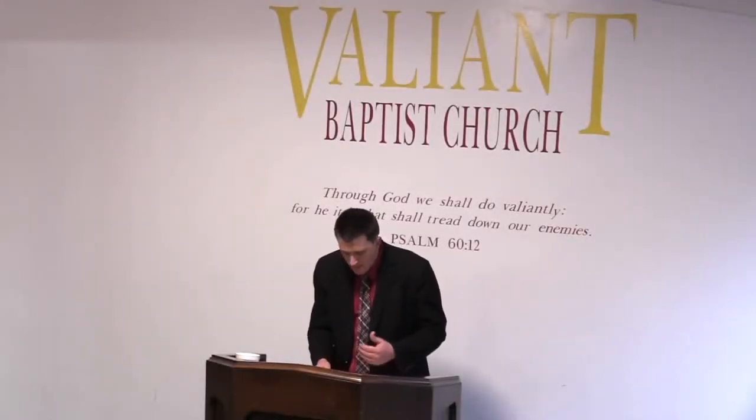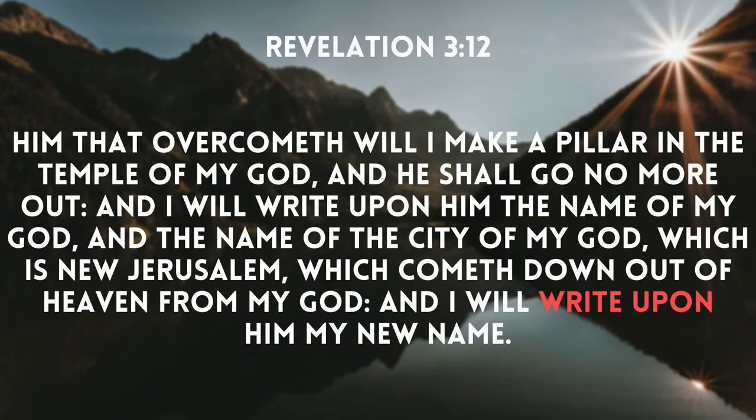Revelation chapter number 22 and then Revelation 3. I want you to look in Revelation 3 first. Look at verse number 12. It says this. Him that overcometh will I make a pillar in the temple of my God, and he shall go no more out. And I will write upon him the name of my God, and the name of the city of my God, which is New Jerusalem, which cometh down out of heaven from my God. And I will write upon him my new name.